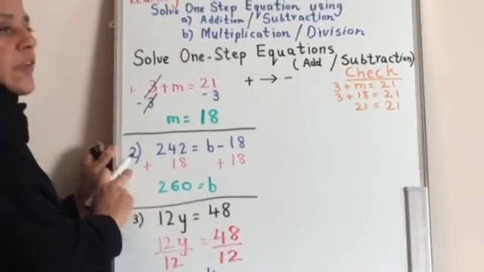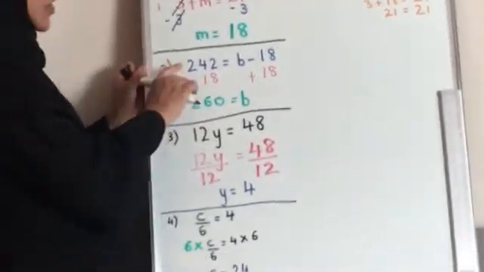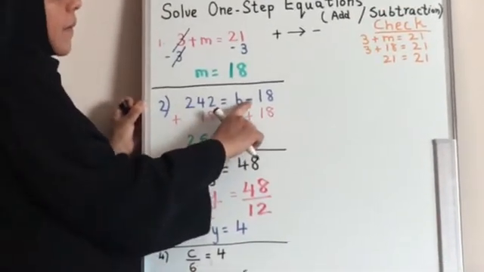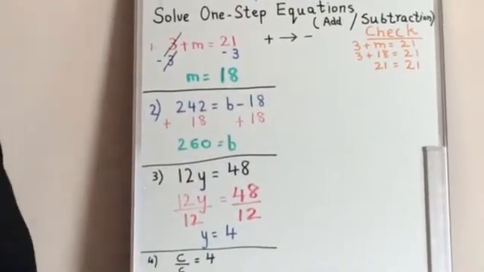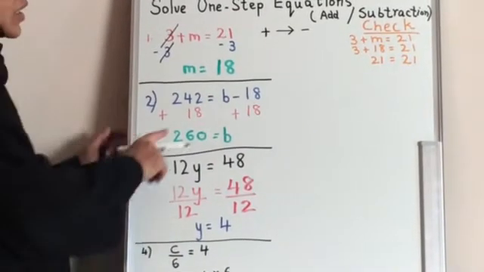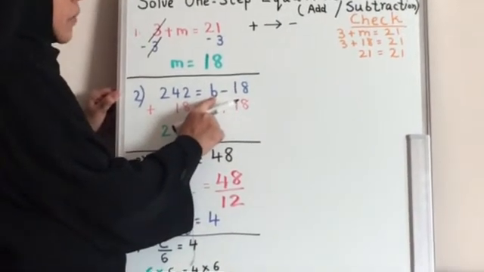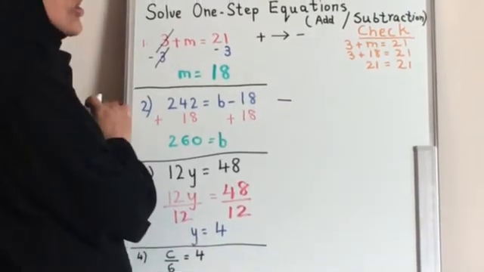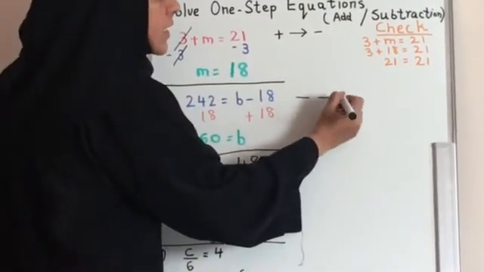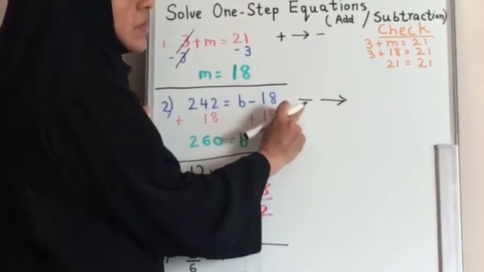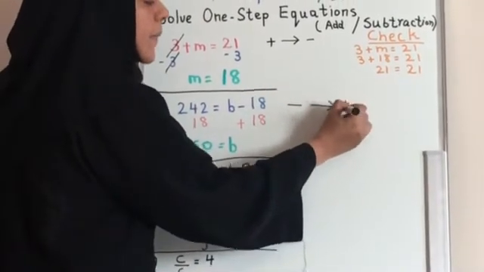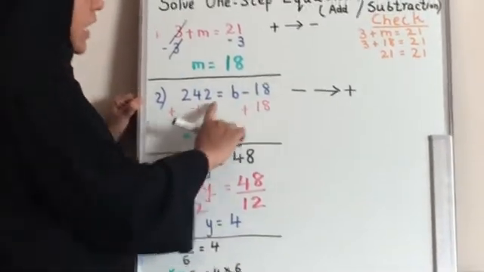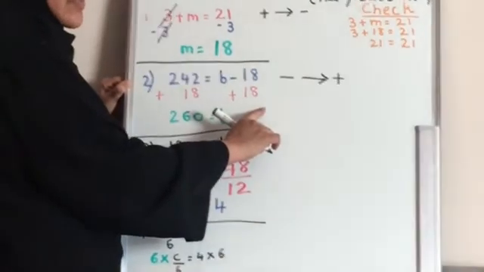In the same way, we will do sum number 2. 242 equals b minus 18. In this equation, the operation between b and 18 is minus. You will use the inverse of minus. What is the inverse for minus? Plus. Okay, so you are going to add 18 on both the sides.